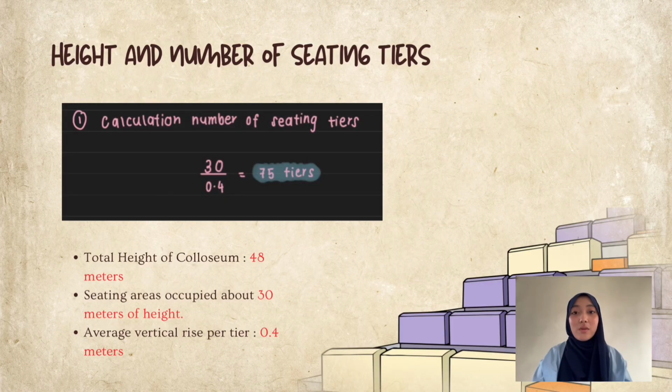In this slide, I will explain how the number of seating tiers in the Colosseum was calculated. The total height of the Colosseum is approximately 48 meters. However, only about 30 meters of this height is allocated to the seating area. Each seating tier has an average vertical rise of 0.4 meters. To determine the number of seating tiers, the total seating height is divided by the vertical rise per tier. Therefore, 30 divided by 0.4 results in 75 seating tiers. These calculations provide an estimate of how many rows of seats could be constructed vertically within the Colosseum.